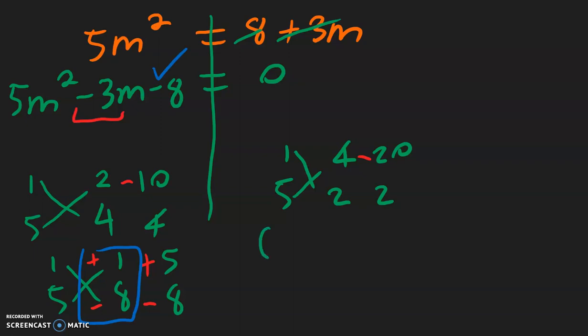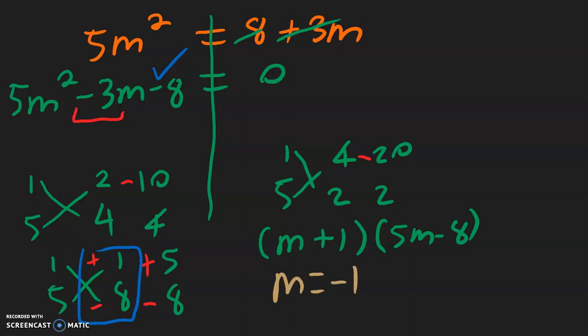The factors are going to be 1m plus 1, but instead of writing 1m, we can just write m plus 1. That will make your answer simpler to do. And then 5m minus 8. Now for the two solutions, we have m equal negative 1, by moving the positive 1 over, or m equal, move the negative 8, so positive 8, divide by the coefficient, 8 over 5.